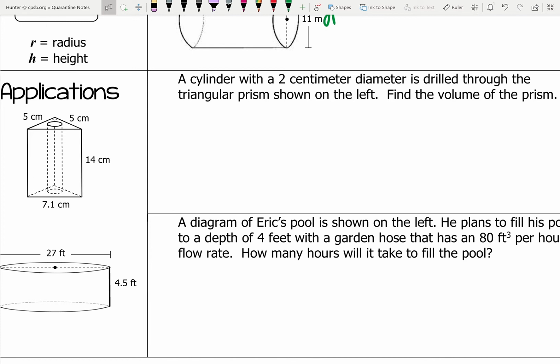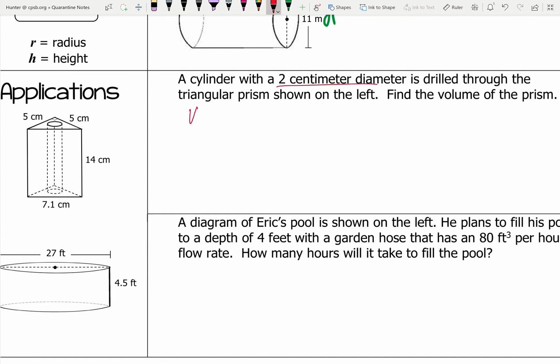So, if I drill through some shape, that means I'm taking out that volume, okay? So I can find the volume of the shape left over once I drill through it, and I just can subtract that volume from the volume of the original shape, okay? So let's find the volume of this cylinder first, okay?